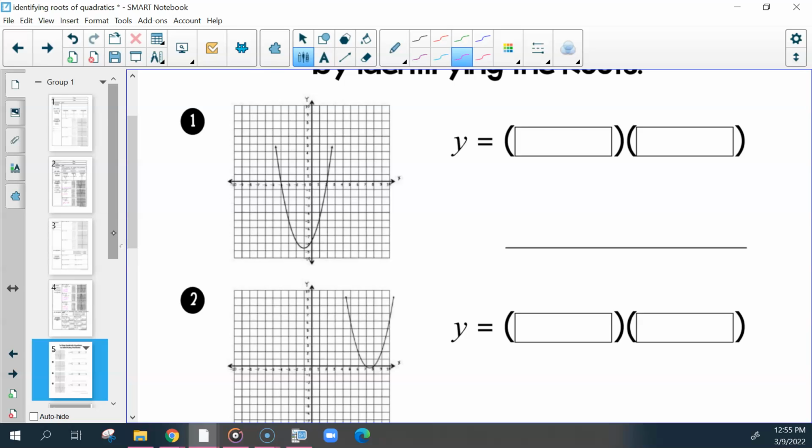So for number 1, you may have to look at your paper because mine's kind of small. If I ask what are the solutions here, what would those be? Two, 0. And -4, 0.